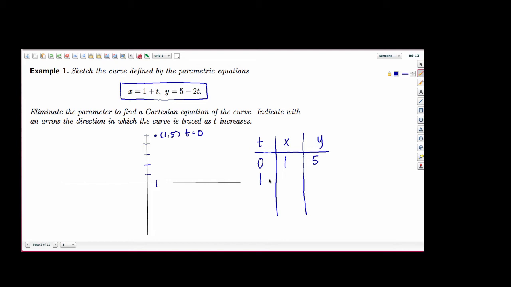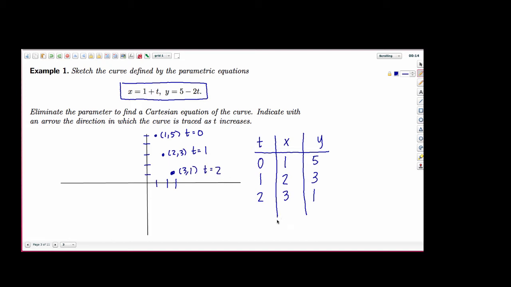Next I'll go to t is 1, again just an easy value to plug in. When t is 1, x is 1 plus 1 is 2, y is 5 minus 2 is 3. So now I'm going to get the point over 2, up 3, corresponding to t is equal to 1. Now when t is equal to 2, x is 1 plus 2, which is 3, y is 5 minus 4, which is 1. So now we've got the point over 3, up 1, corresponding to t is 2.